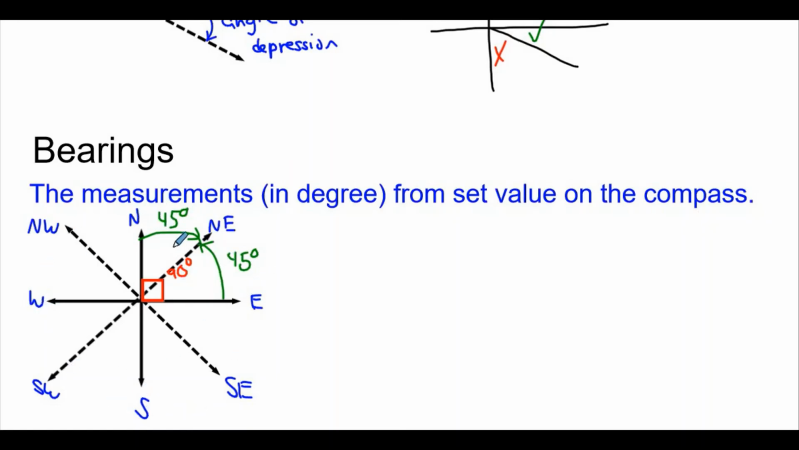There are several. In between north and east is northeast. In between east and south is southeast. In between south and west is southwest. In between west and north is northwest. And each of those is 45 degrees because north and east, as you can see, make a right triangle. And so each of these is 45 degrees.